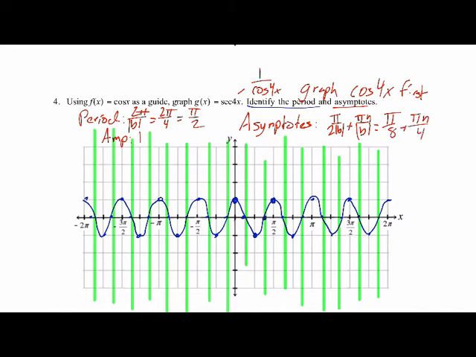Looking at this, we could identify that as well, because this first asymptote here is at pi over 8, because it's halfway between 0 and pi over 4, and the next one is essentially 1 tick mark over. So 1 tick mark represents pi over 4.